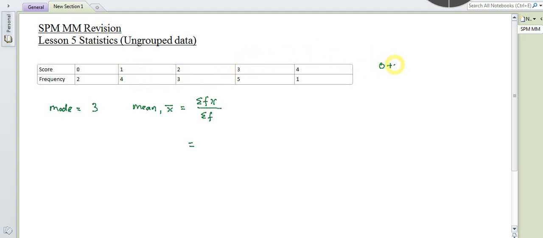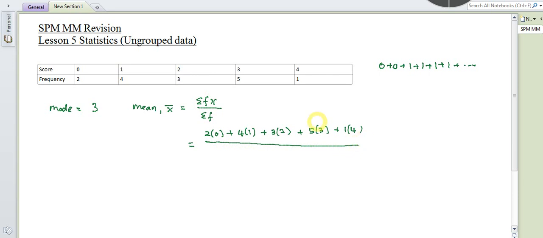We don't need to write it like this: 2 times of 0, and we have 4 times of 1, and so on. This will take a lot of space. So we just do it this way: 2 times 0, f times x, plus 4 times 1, plus 3 times 2, plus 5 times 3, and 1 times 4. These are all fx. We add them all up, called sigma fx, divided by sigma f.